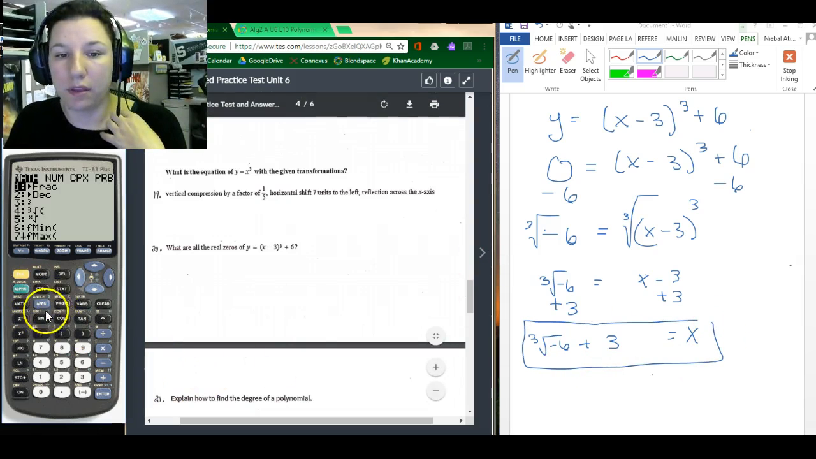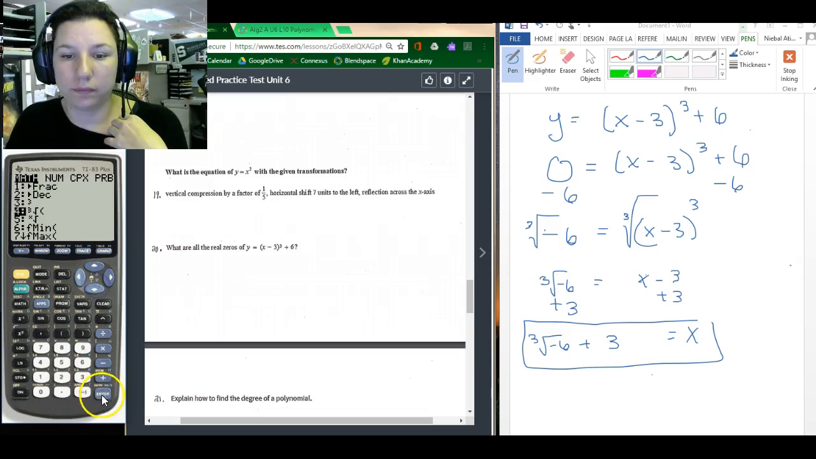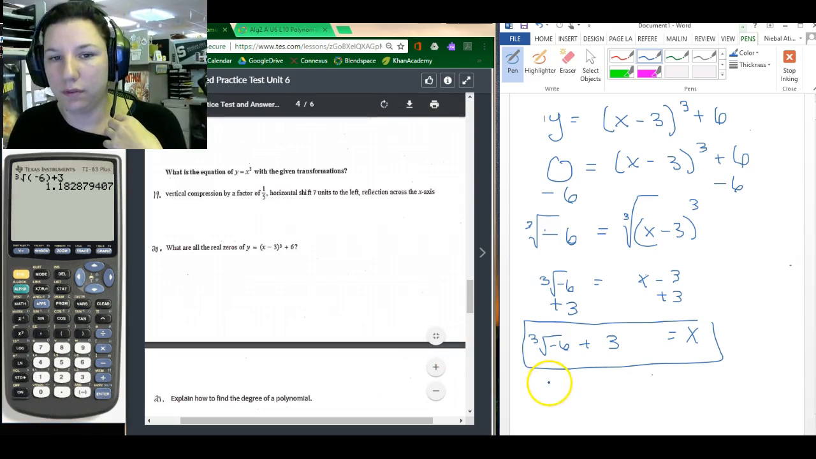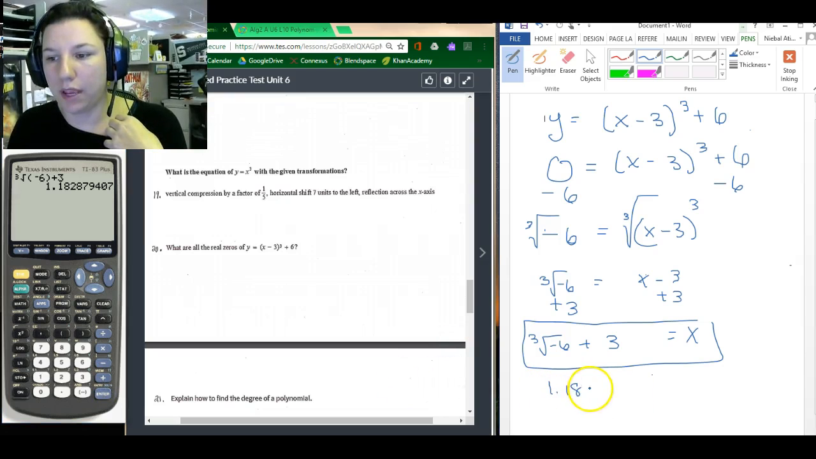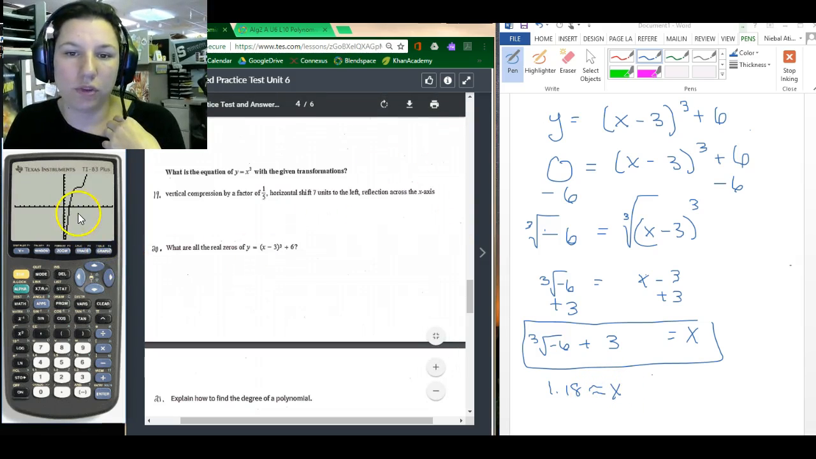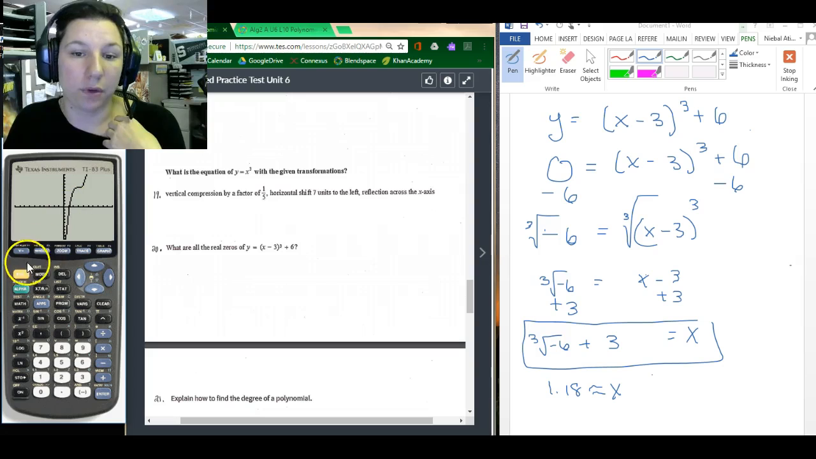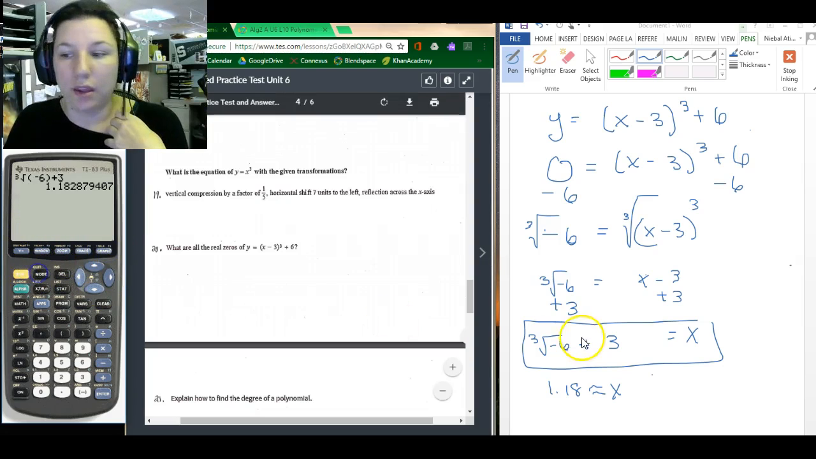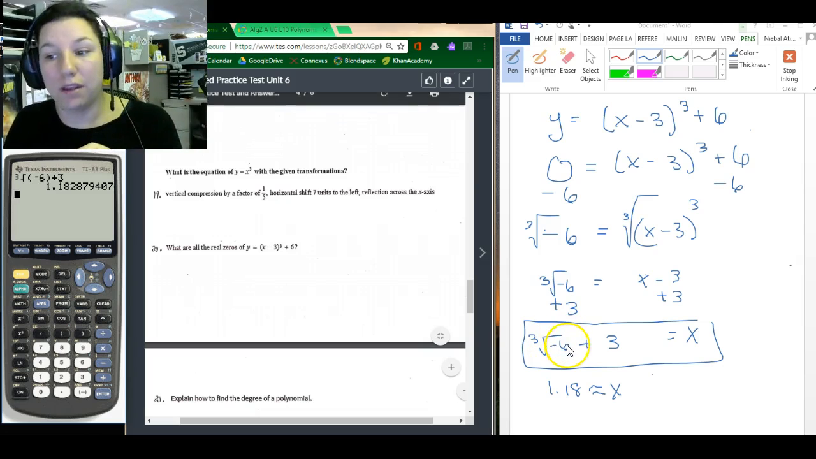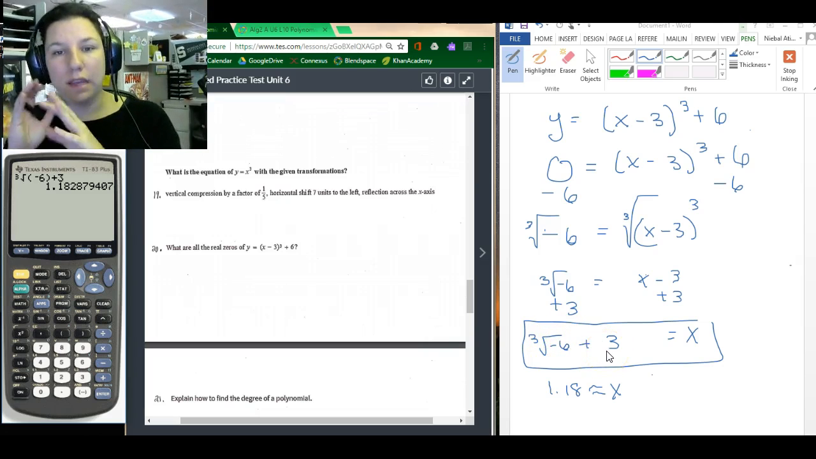So if we go math, cube root of negative 6 plus 3, we get 1.18, which is close to what we saw on the graph too, pretty close to 1. We know it's a number between 1 and 2. It's just writing it as the cube root of negative 6 plus 3 that's the exact answer.